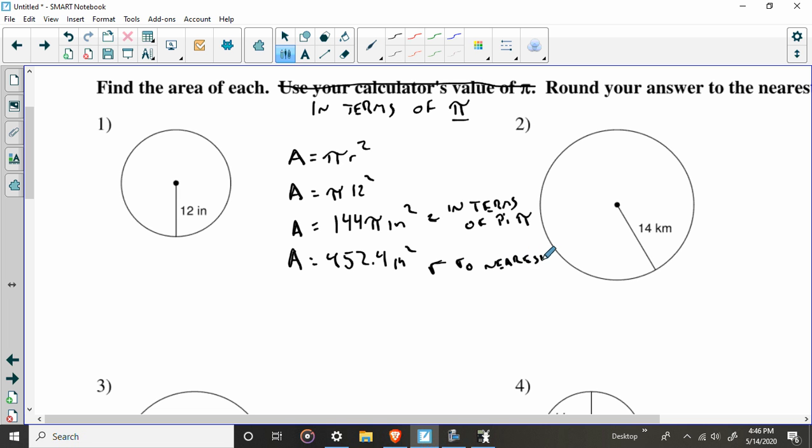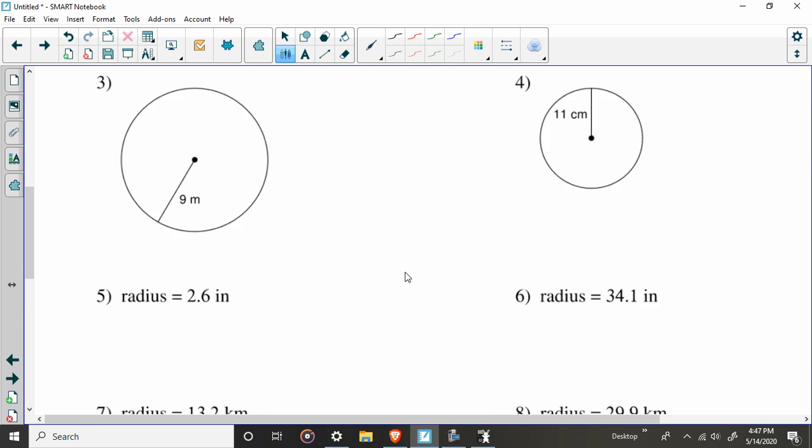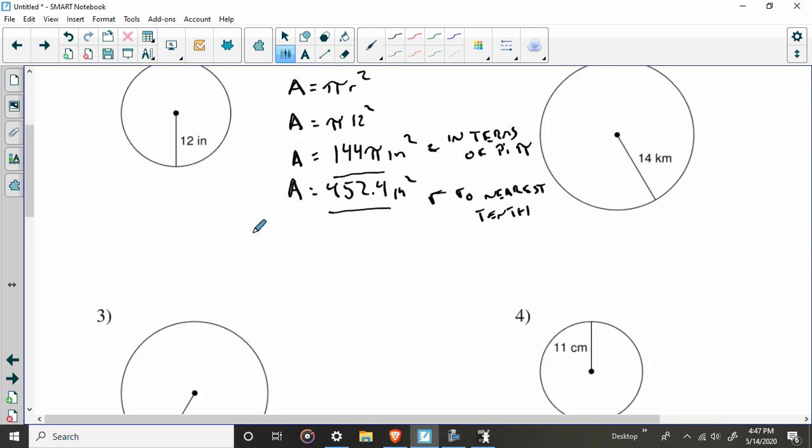It depends on the situation. If you want the most accurate answer, it's this one. If you want a more practical answer, something you can actually use, then it's going to be this one, all right? Let's take a look at this one down here, okay?